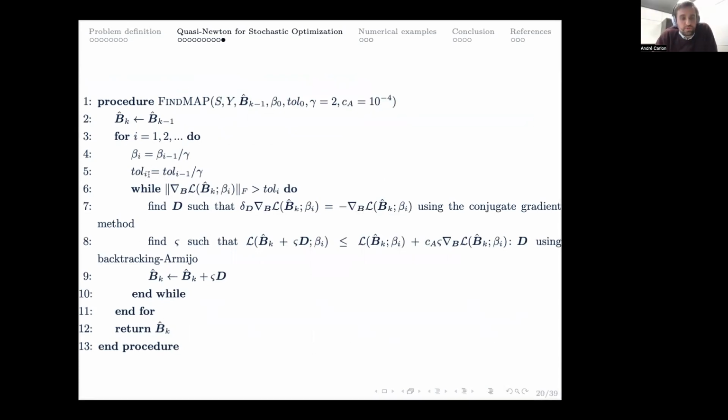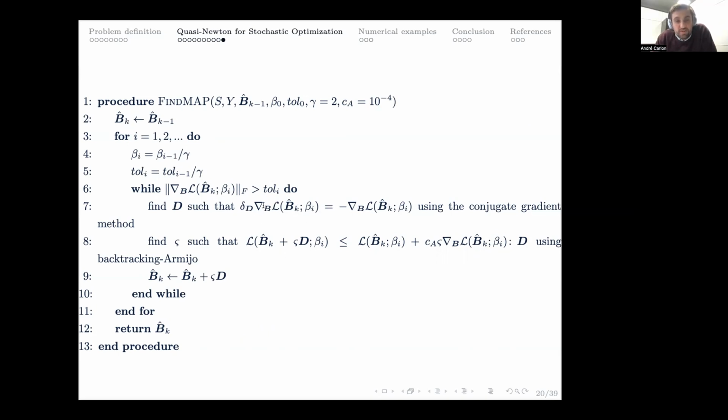pseudocode of this approach. As I said, we start with some beta. Here we will be decreasing beta by 2, for example, for each i. And then between lines 6 and 9, we have the Newton-CG method, where we find some direction D here, where this is the directional derivative of the gradient of the negative log likelihood with respect to B in the direction D. We have this problem of finding the direction D that solves this equation here. And this can be efficiently solved using the conjugate gradient method.